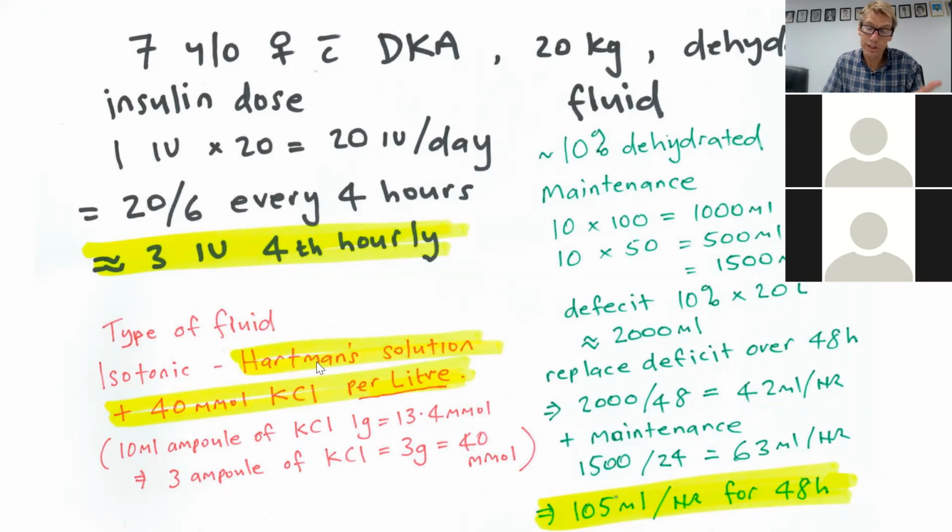The type of fluid, as I said, it's ideal if you can give Hartmann's solution. You need to add some potassium chloride to that, all right? So usually 40 millimoles of potassium chloride. And remember, in a 10 ml ampoule of potassium chloride, there's 13.4 millimoles. So you add roughly 3 ampoules to that. That gives you about 40 millimoles. So 3 ampoules of potassium chloride to 1 litre will add 40 millimoles, right? It's important to do these calculations and then ask somebody else to check them for you.